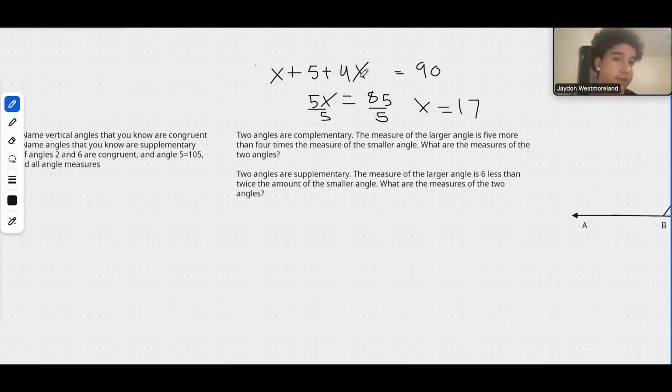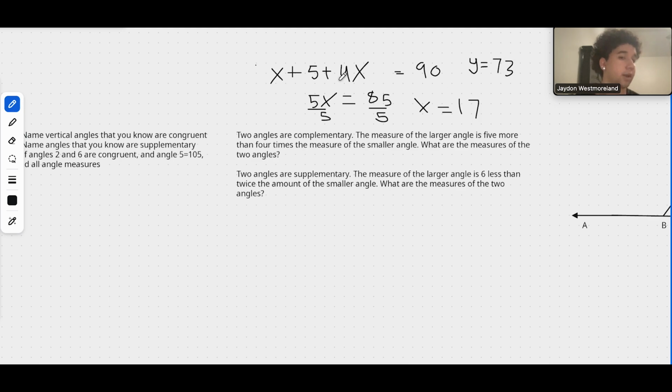Now I'm going to plug it back into this equation and get the larger one. 17 times 4. Well, 7 times 4 is 28, 10 times 4 is 40, 40 plus 28, that is 68. 68 plus 5, that is 73. So the other angle here, I'm just going to call it y. Our larger angle is 73.